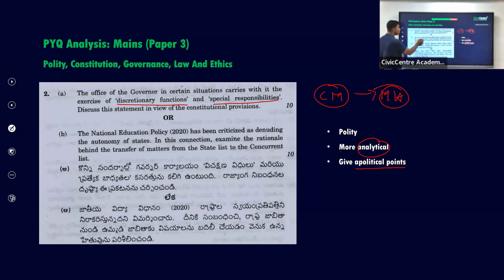Next is, the national education policy has been criticized as denuding the autonomy of states. Education comes under which list of the constitution? Union or state or concurrent? Good. Concurrent. That means both have the role, isn't it? So the center is telling that this is the national education policy. Now the present system will be replaced by 5+3+3, like that. Then some of the states said that you are now coming into our job. Don't do that, isn't it?